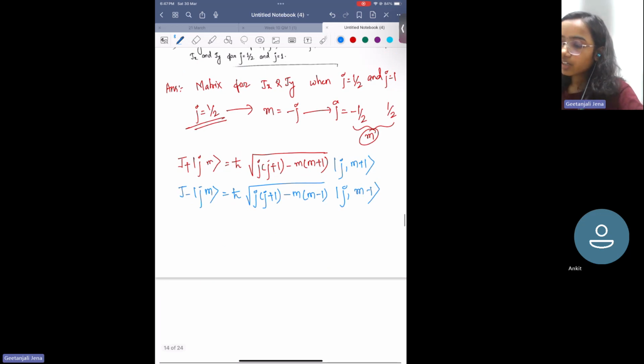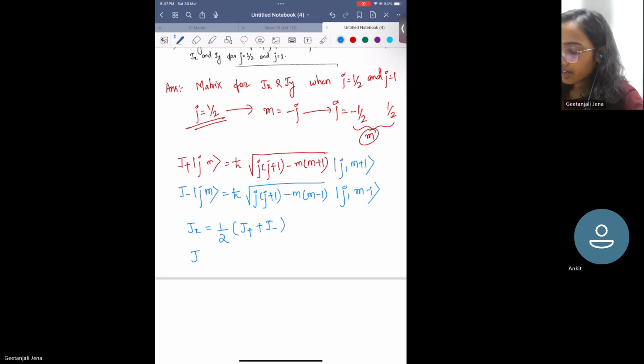And if you want to find out the matrix corresponding to Jx, you know that it is expressed in terms of the raising and lowering operators: Jx is half of J plus plus J minus, and Jy is 1 by 2i of J plus minus J minus. So you need to first calculate the matrix for J plus and J minus, and from that, if you add them and divide by 2, you will get the matrix for Jx.